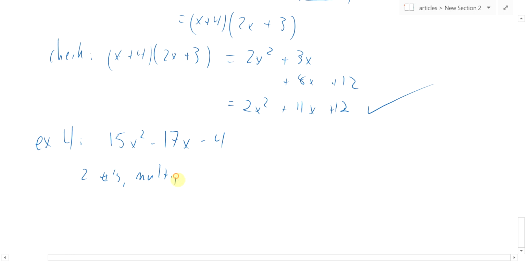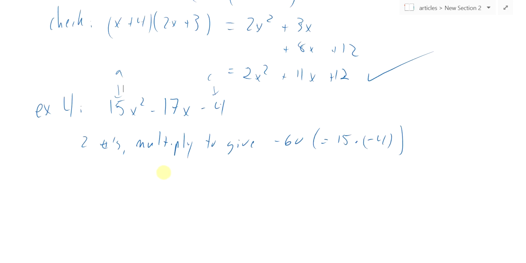15x squared, and we want to factor this, minus 17x minus 4. And again, we want two numbers that multiply to give me minus 60. And why minus 60? That's 15 times minus 4. You multiply the first number by the last number. It's called the AC method because this is usually called A, this is usually called C. A times C, 15 times minus 4, that's minus 60. And they add to give the middle term.